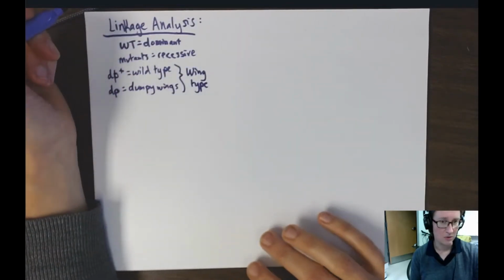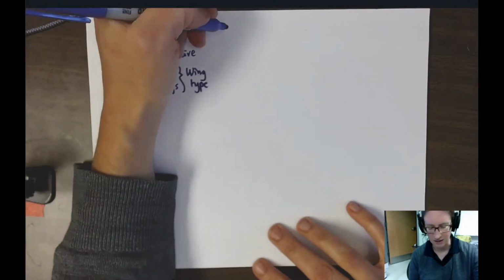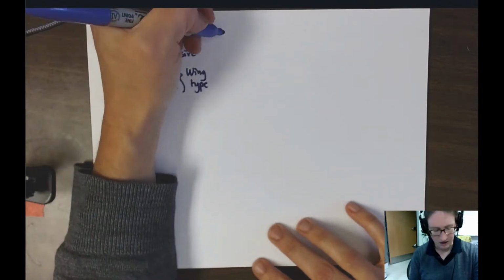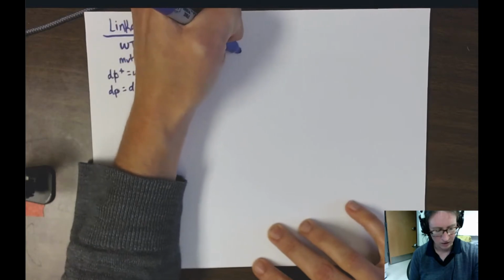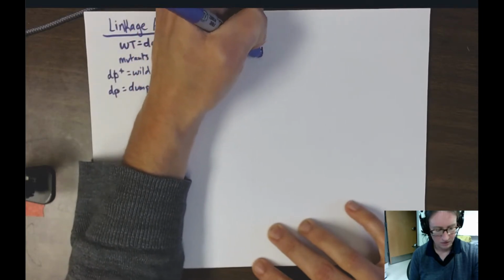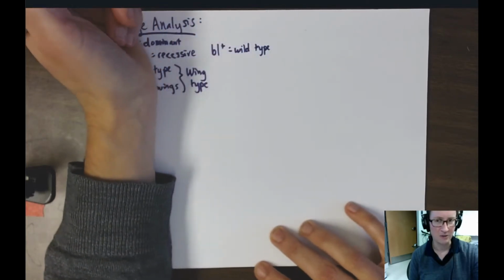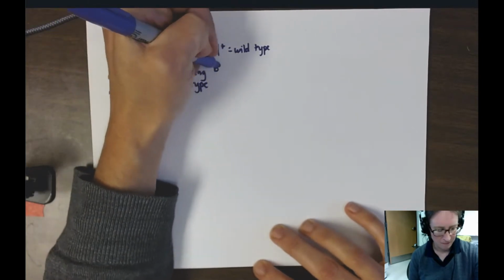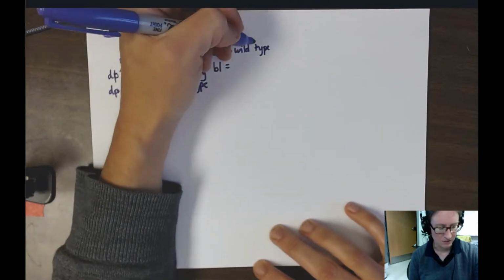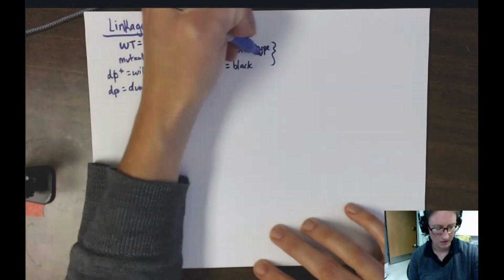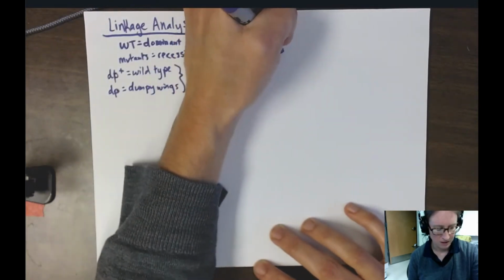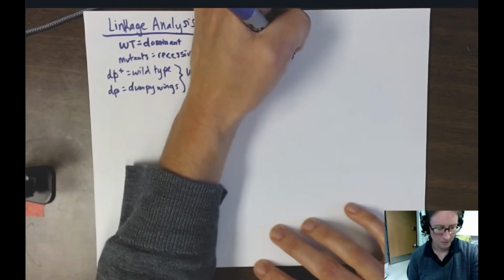Then the second gene that we're going to look at is for body color. So that is going to be either BL plus, so that's wild type. And the wild type body color is typically a brown color. And then BL, the recessive, is going to be black body color. Right, so here's our second trait, body color.